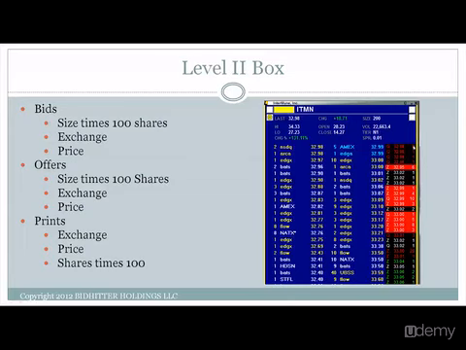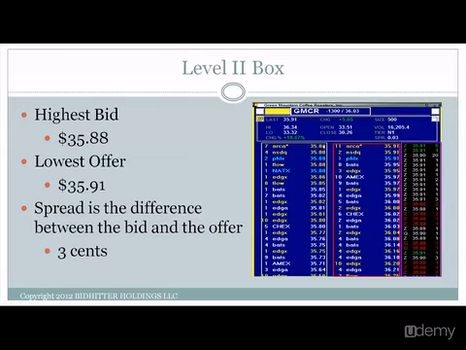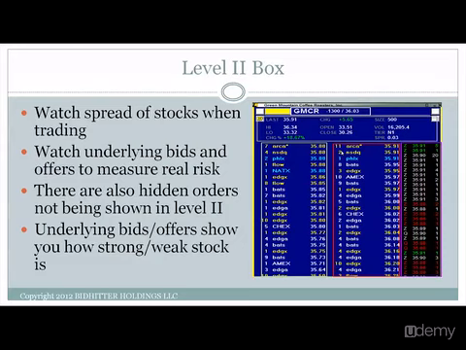In this example, the highest bid that we're seeing is 35.88. The lowest offer is 35.91. And the spread between the two is 3 cents. What you do, you get the offer, you subtract the bid, and the difference is 3 cents. So that is the spread. Again, the lower the spread, the better. Usually it's more liquid. Wider spread stocks are usually stocks I like to not trade so much because there's not that much liquidity if I want to get in and out immediately. You should definitely watch the spread on the stocks because, like I mentioned before, it's a liquidity issue. The tighter the spread, the better, because you get better prices.